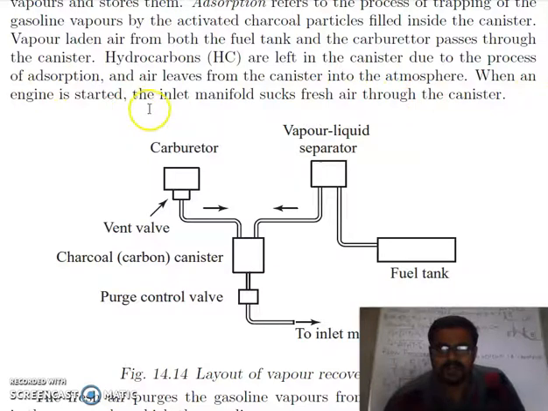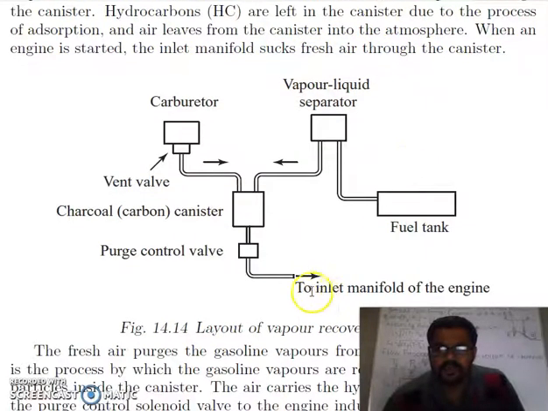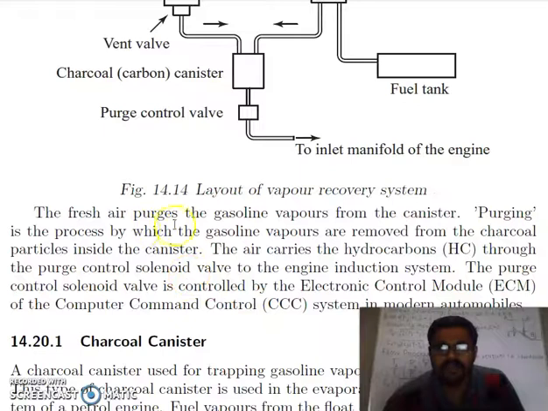When an engine is started, the inlet manifold sucks fresh air through the canister. So when your engine starts, this is connected to the inlet manifold, so fresh air will be taken. The fresh air purges the gasoline vapors from the canister. Now this canister is subjected to some suction by the engine. What will happen due to this vacuum created by the engine and low pressure? This canister will release the vapors and they will go to the engine.